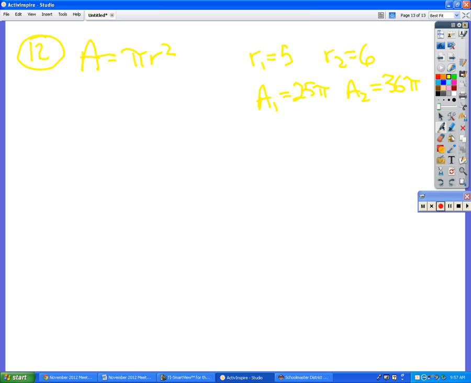And then how much did it change by? 11 pi. 36 pi minus 25 pi is 11 pi. And what was the change in the radius over that interval? 1. And so my average rate of change is 11 pi.